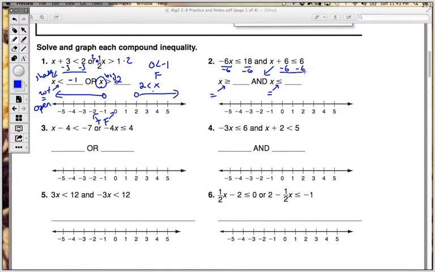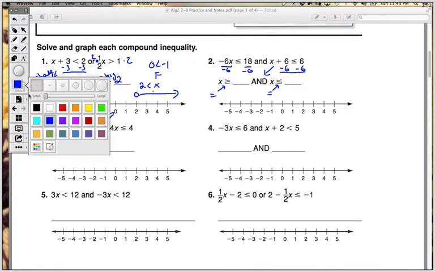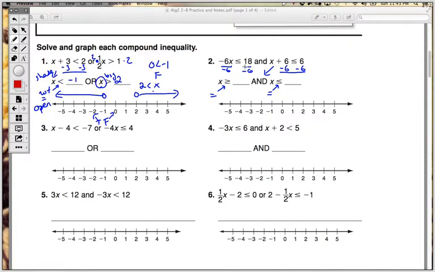Now, there's a couple of things that are about to happen. The first thing, watch this. Just watch this. See what happens here. Boom, boom, change. Whenever you multiply or divide by a negative, something really happens there. You flip the inequality.